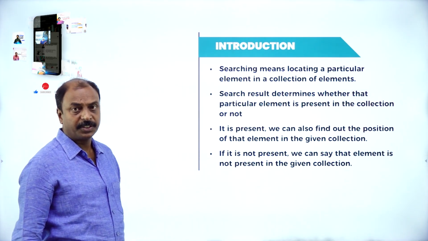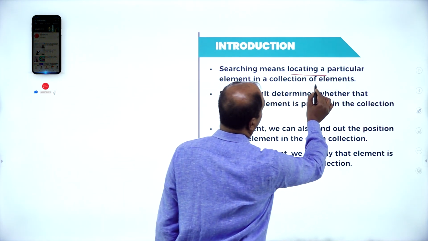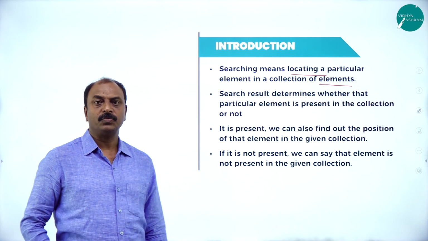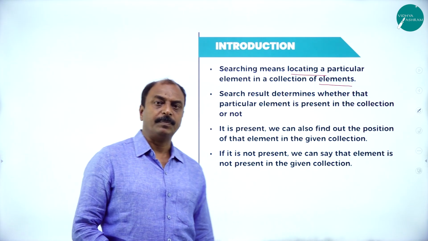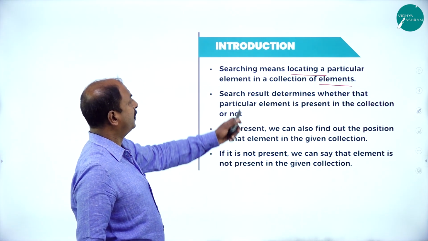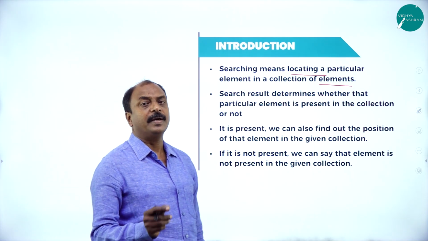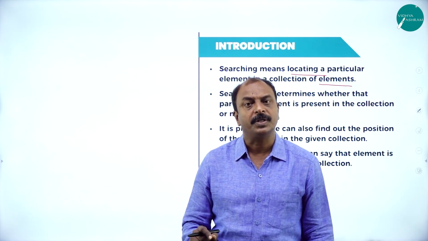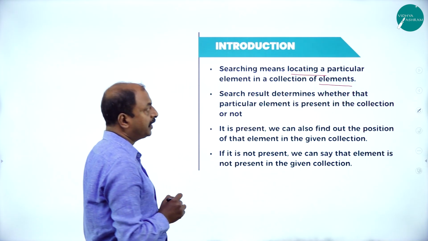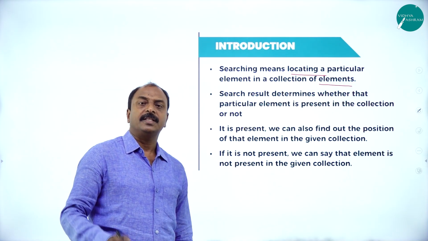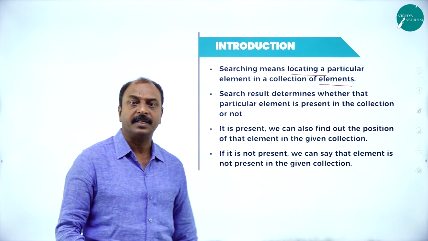So what is searching here? Searching means locating a particular element in a collection of elements. You take an example like a list. What is a list in Python? It is a group of elements separated by commas. Searching is a technique or a mechanism where we look for a particular element or value in a given list. Here we mention at what position or index the particular element is present in the given list.